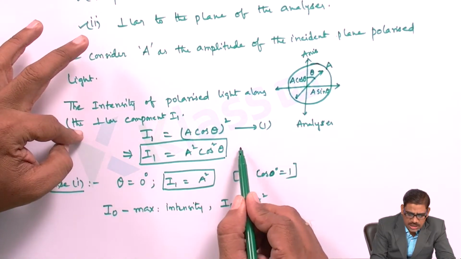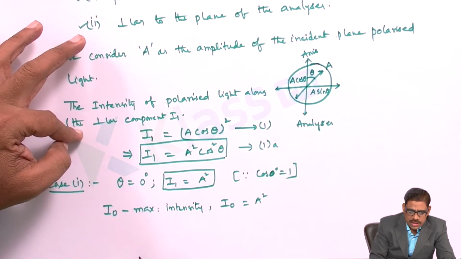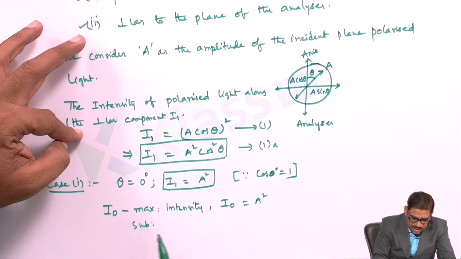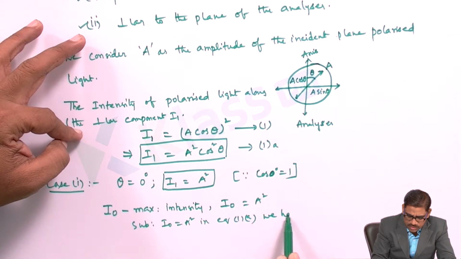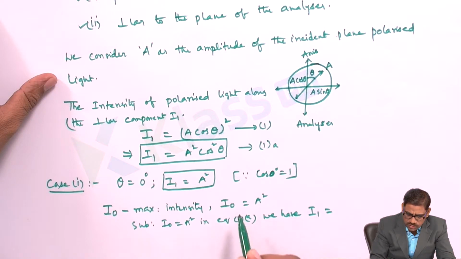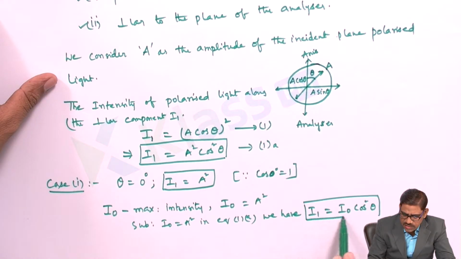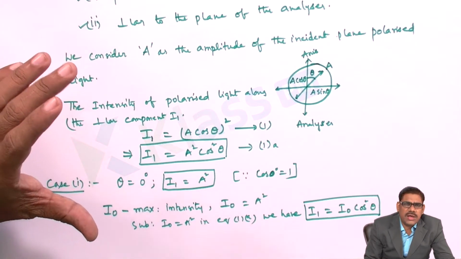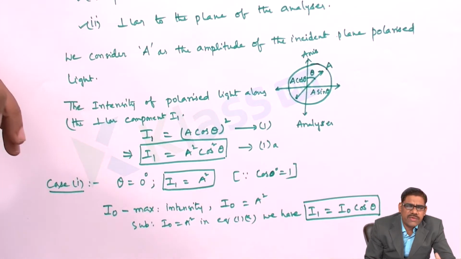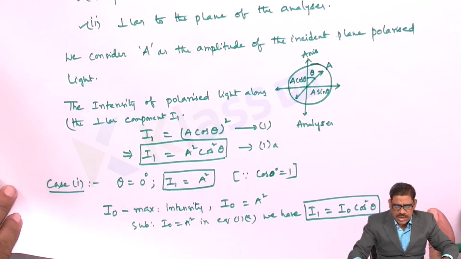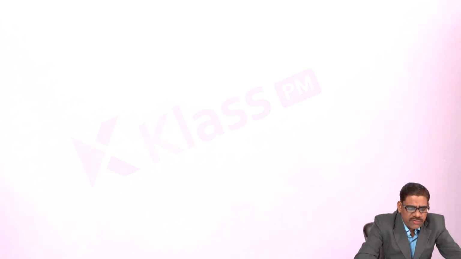Now, let us call this equation 1a. Substituting I0, which is equal to A square, in equation 1a, we have I1 is equal to, what is A square, which is I0. So I1 is equal to I0 cos square theta. So this is with respect to the maximum intensity, which we are taking to explain the angle with respect to the intensity at a particular point, where theta is equal to 0 and there exists maximum intensity.